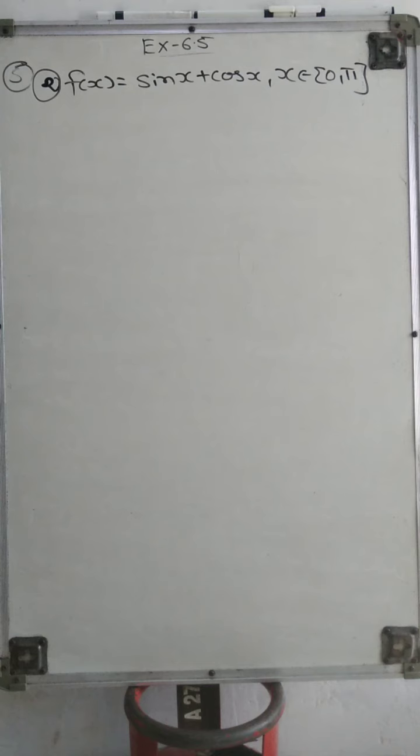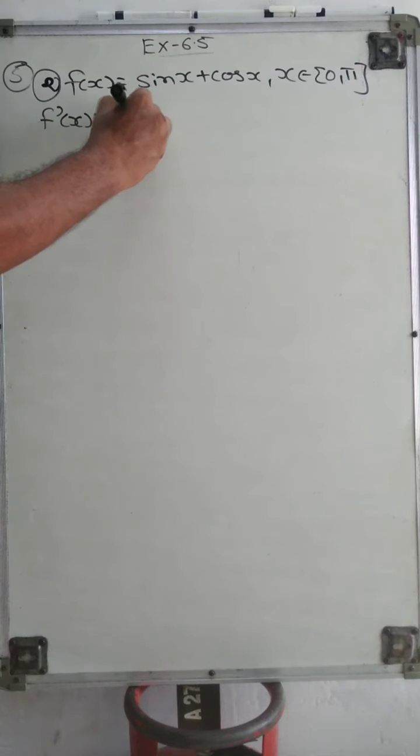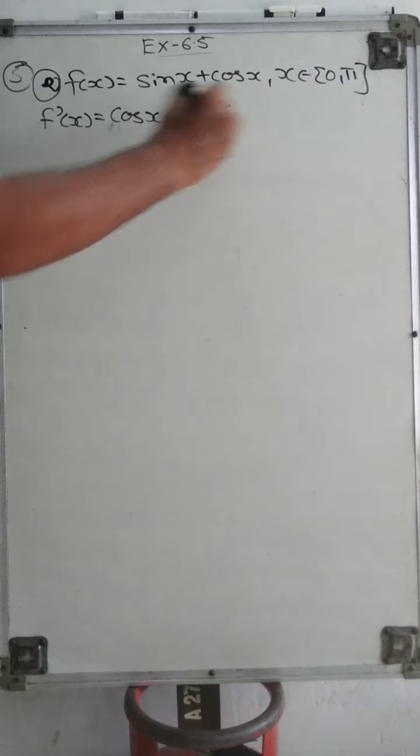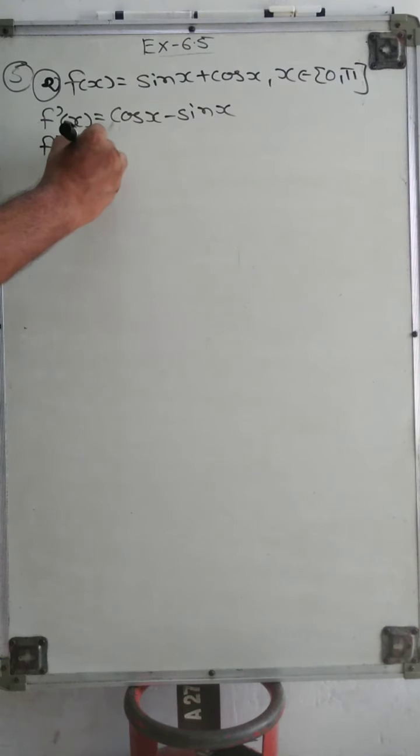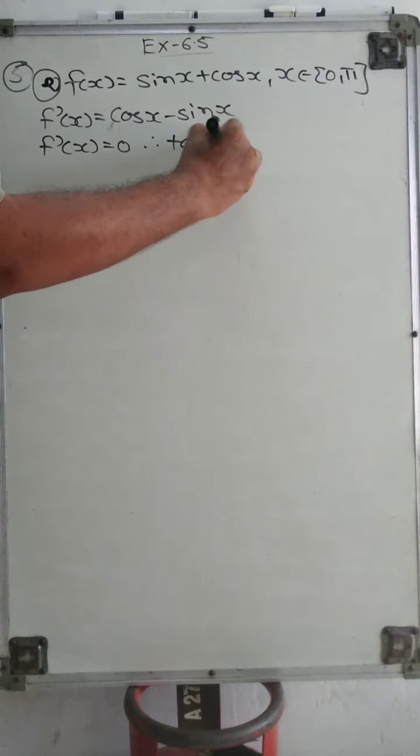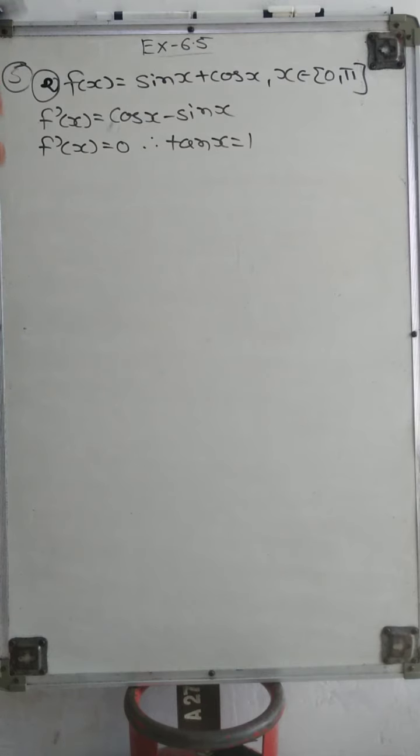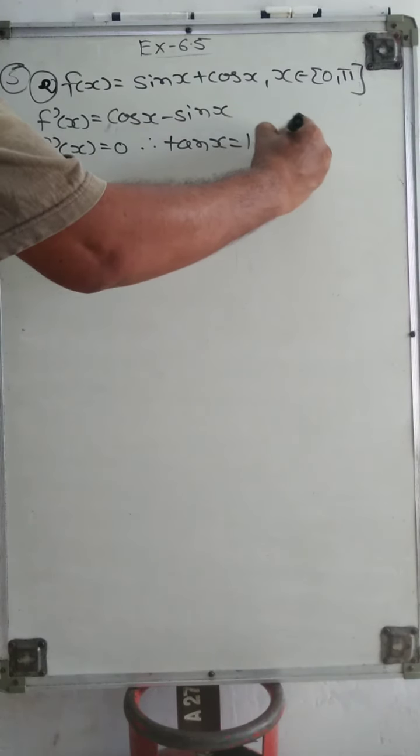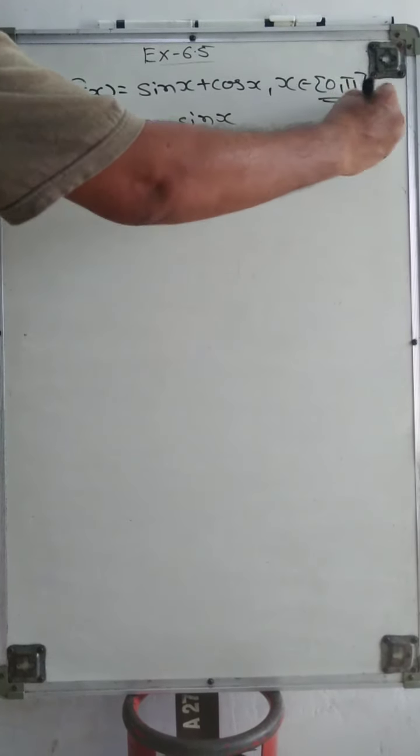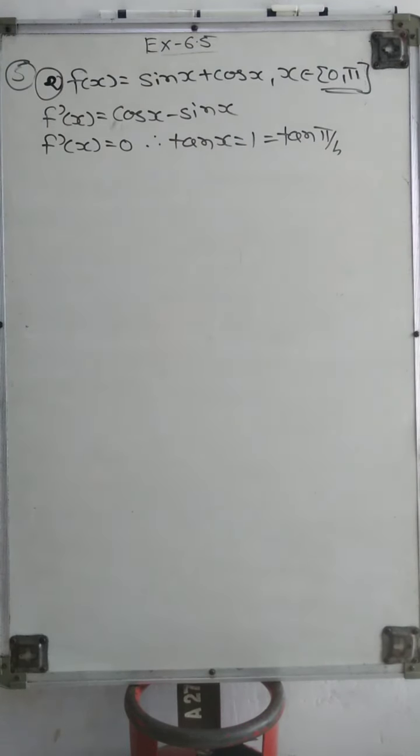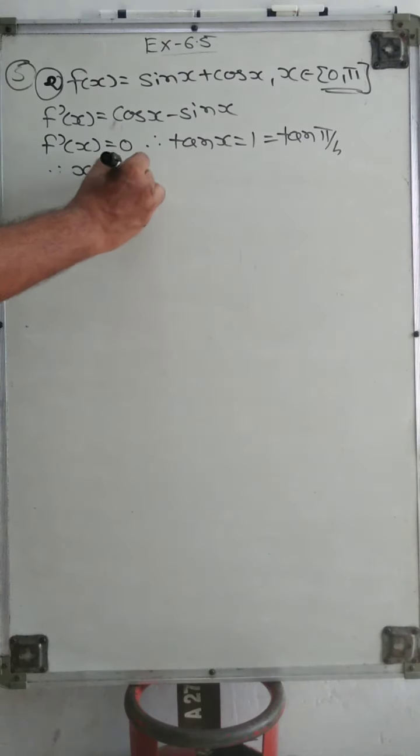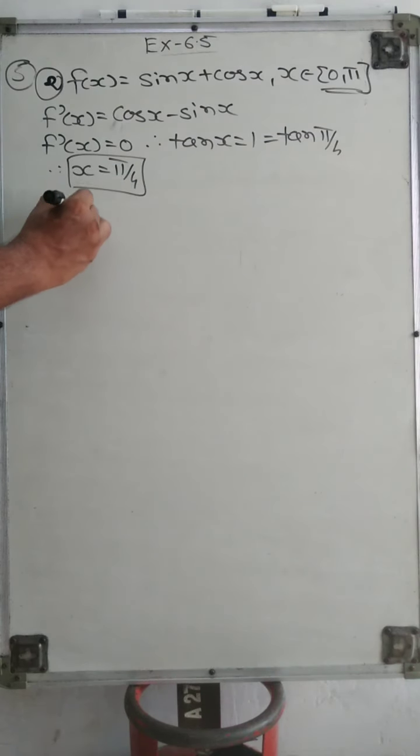Okay, for the second one, this is the trigonometrical function, so be careful. f dash x is equal to cos x minus sin x, and we put f dash x equal to 0, tan x equal to 1. Tan x equal to 1 is possible in only one quadrant, the first one, because here the interval is given 0 to pi. So only first and second quadrant are obtained. In first quadrant tan is positive, therefore x is pi by 4. Right? So we just find f(pi/4).